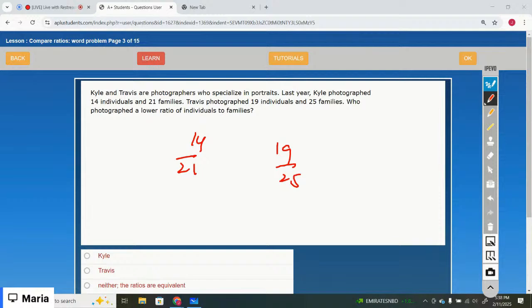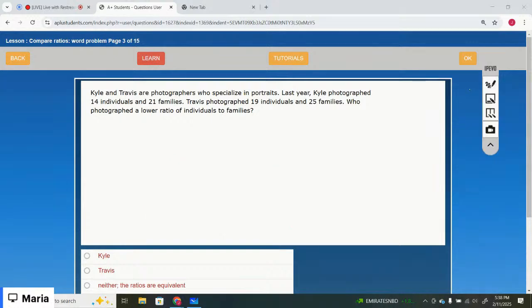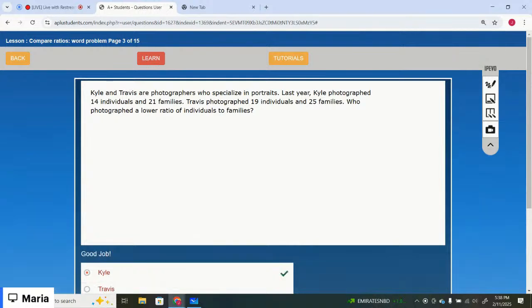So let's just convert into percentage form. 14 divided by 21 times 100, that is 66.6, and then 19 divided by 25 times 100, that is 76. So 66.6 is less than 76. The question is who photographed the lower ratio of individuals? So that is the one. Kelly is the one who did the lower ratio. Option number one is the correct option.